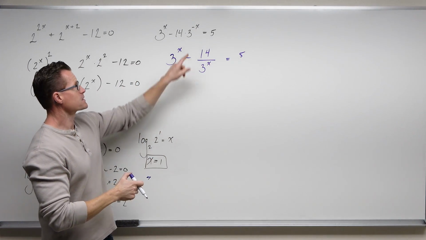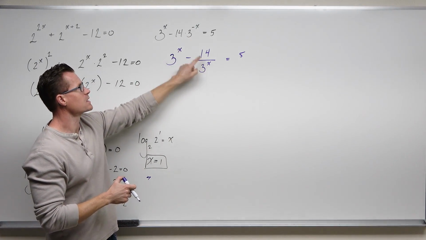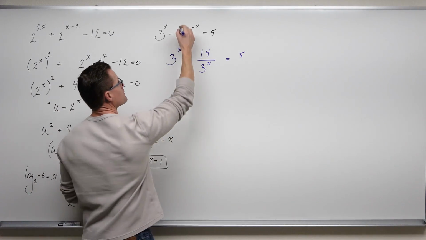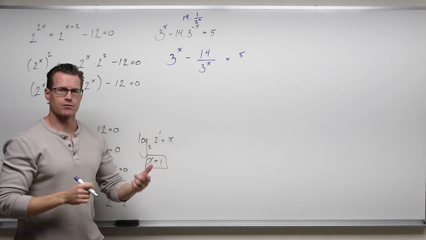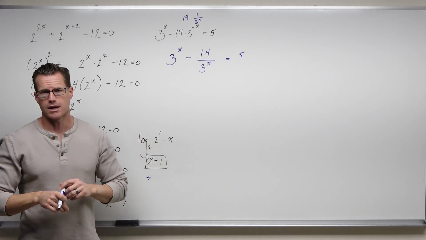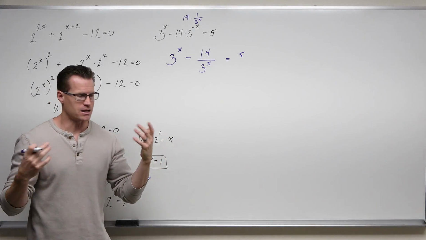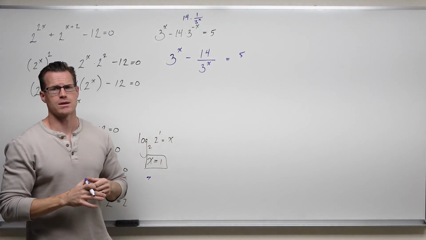So this means 1 over 3 to the positive x. So 14 times 1 over 3 to the positive x gives you 14 over 3 to the x. This is why they're telling you to multiply by 3 to the x. Why? Because this is now an equation that has fractions in it. How do you get rid of fractions? You multiply by the LCD. In this case, that's just 3 to the x.